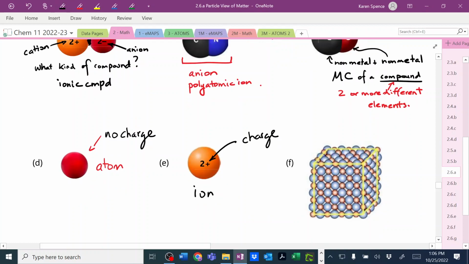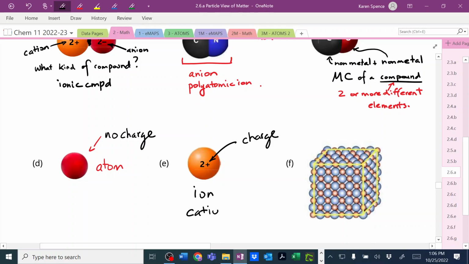What kind of an ion is this? Cation, because of course cats have paws. And is it a polyatomic ion? No, it is a monatomic ion, but usually we don't bother saying that. But if you wanted to, you could. You could say this is a monatomic ion.